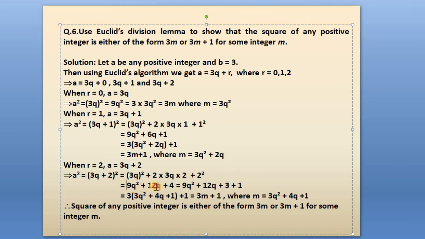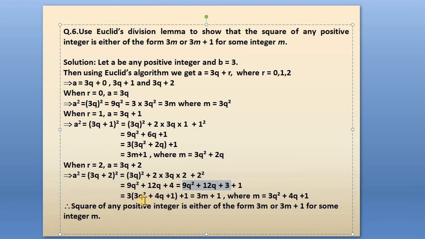But this will not be in the form that we need, 3m or 3m plus 1. Now, if you take 3 common from the first two terms, that will become 3m plus 4. But we need 3m plus 1. But we know 4 is equal to 3 plus 1. So what we do, we split 4 as 3 plus 1. So you can see the first 3 terms will have 3 common. So we take 3 outside.